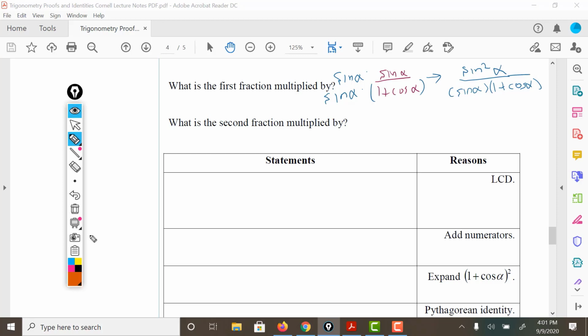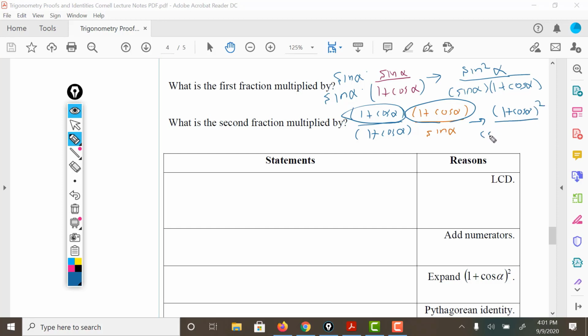The second fraction was 1 plus cosine alpha over sine alpha, and we multiply this by 1 plus cosine alpha. You'll notice that I have two of these up here, so this becomes 1 plus cosine alpha squared over sine alpha times 1 plus cosine alpha. We haven't even officially begun yet. We're just looking at the common denominators, trying to piece that together.